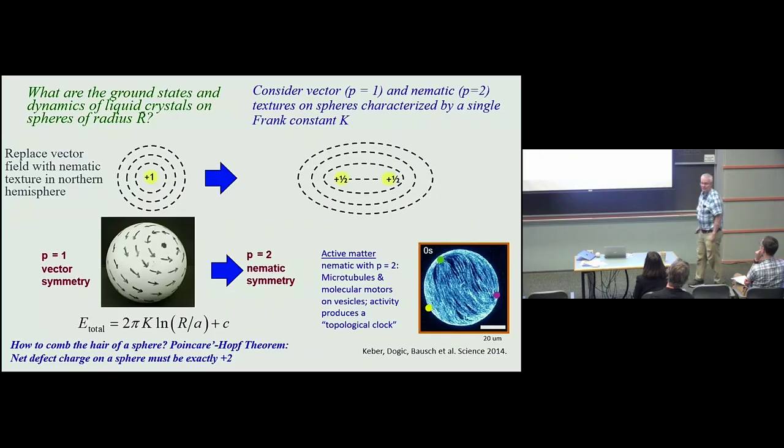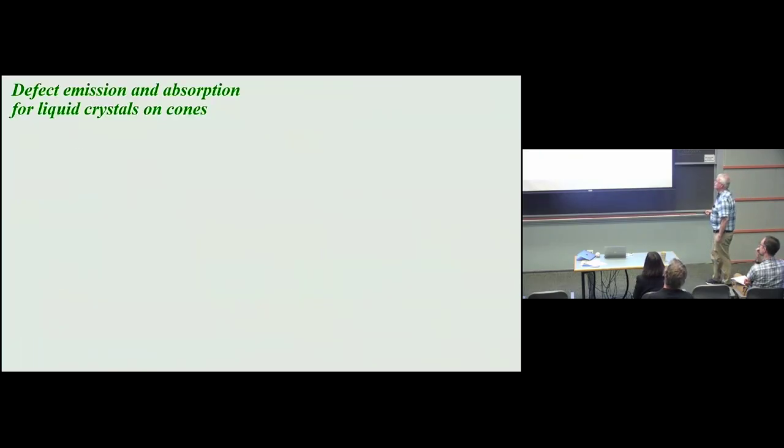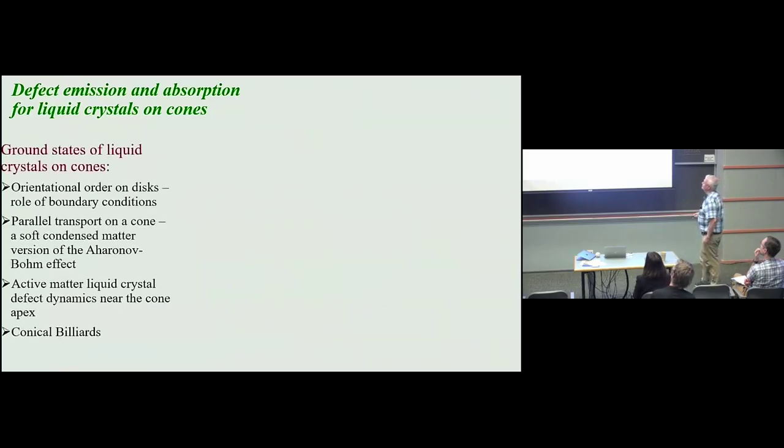So this is a fairly simple situation where you have geometrical frustration caused by a uniform background Gaussian curvature, but there's an opposite limit, and that's to concentrate all the Gaussian curvature in, say, the northern hemisphere at the apex of a cone. And so this particular problem leads to my talk.